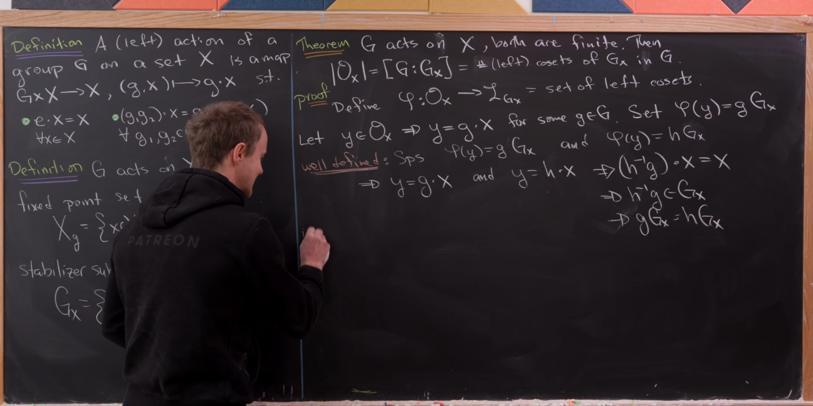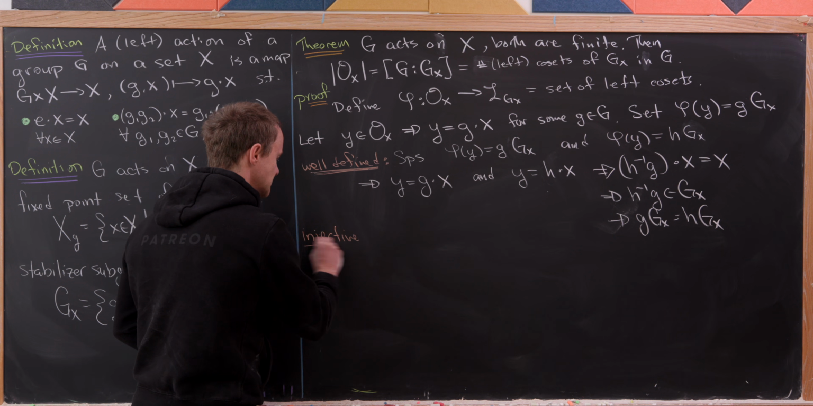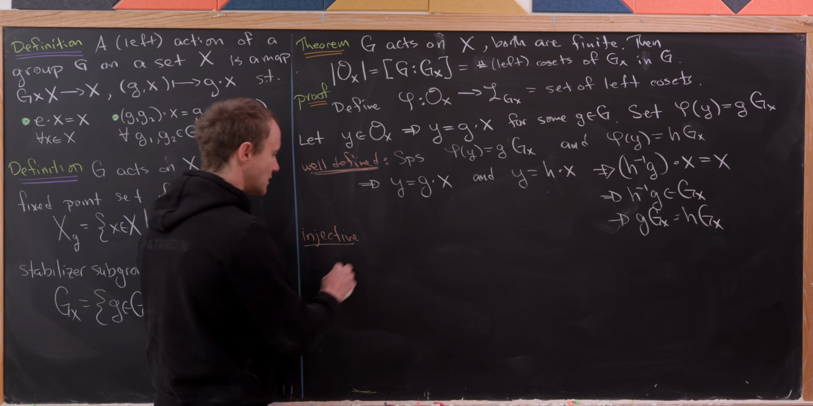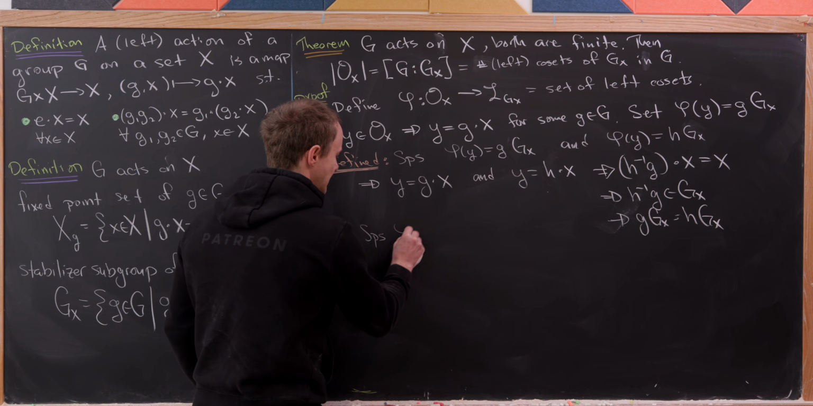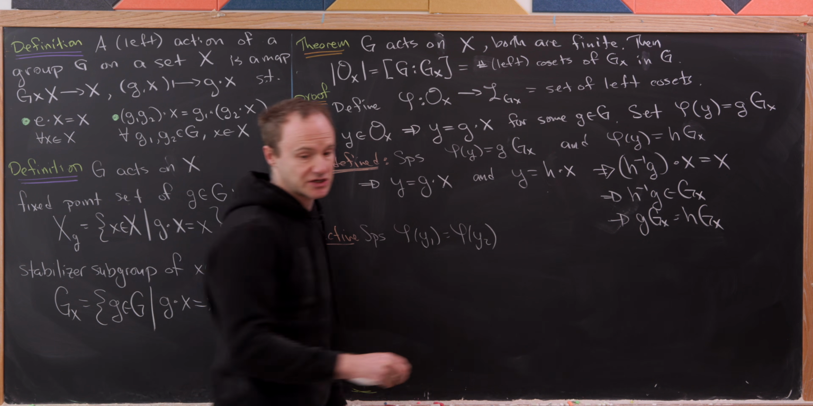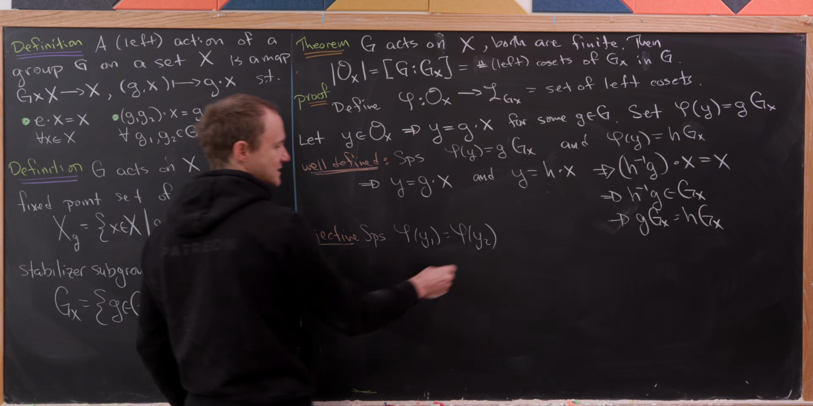Now let's show that it's injective. So it's got to be well defined, injective, and surjective to be a bijection. So let's suppose that phi of y1 equals phi of y2. But that tells us what?